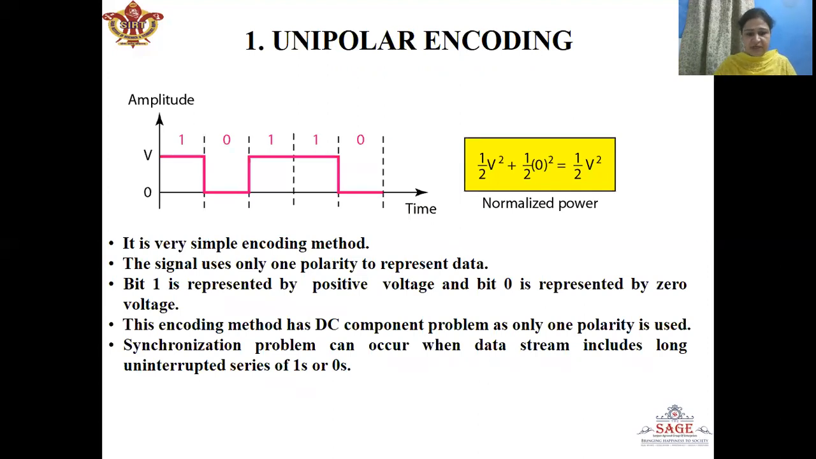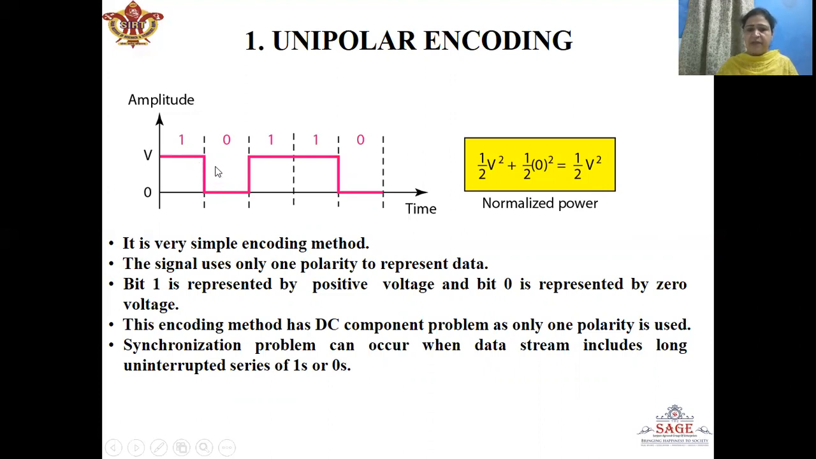Now, first, unipolar encoding. It is the simplest encoding method. It is almost obsolete today, but its simplicity provides an easy introduction to the concepts developed with more complex encoding systems. Here, the signal uses only one polarity to represent data. Bit 1 is represented by positive voltage and bit 0 is represented by zero voltage. Now, a synchronization problem can occur when the data stream includes a long uninterrupted series of ones or zeros.